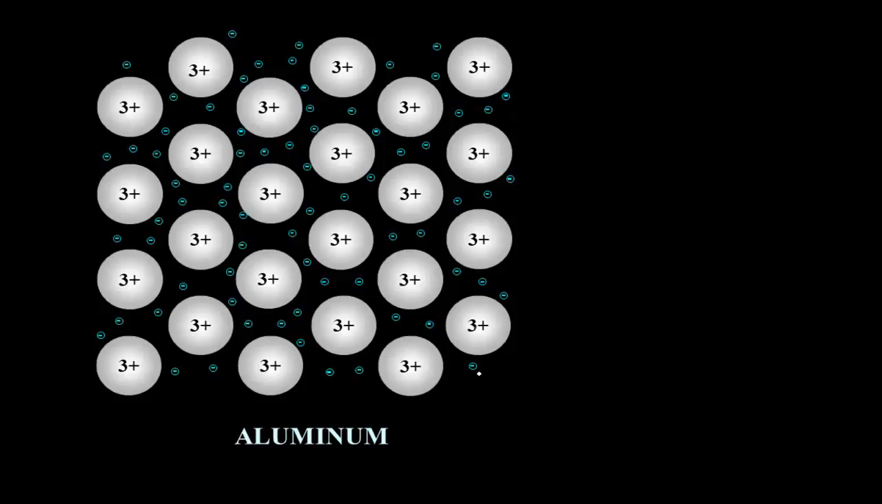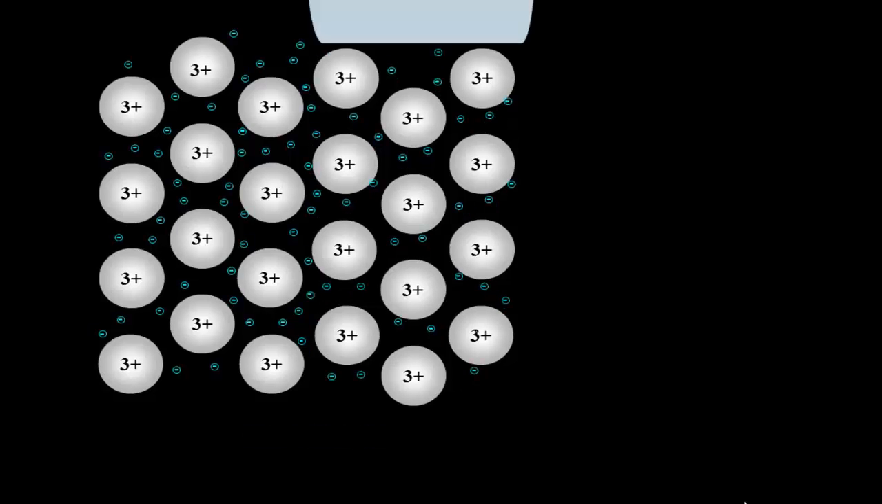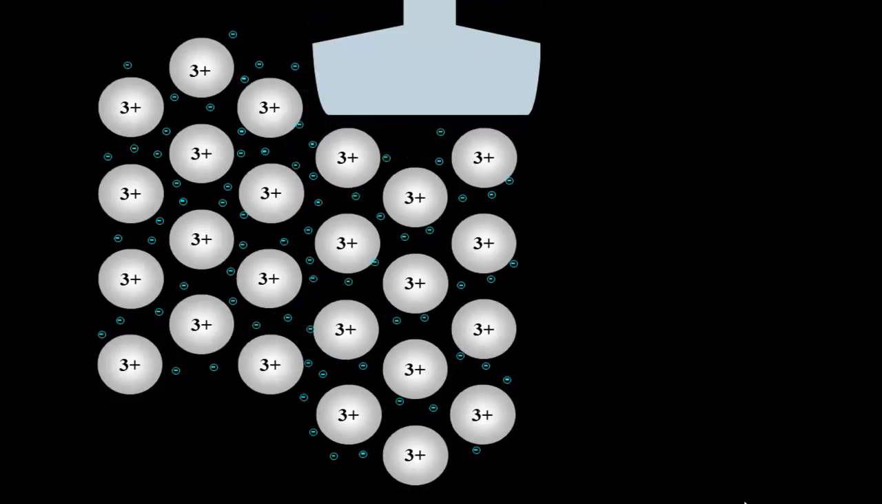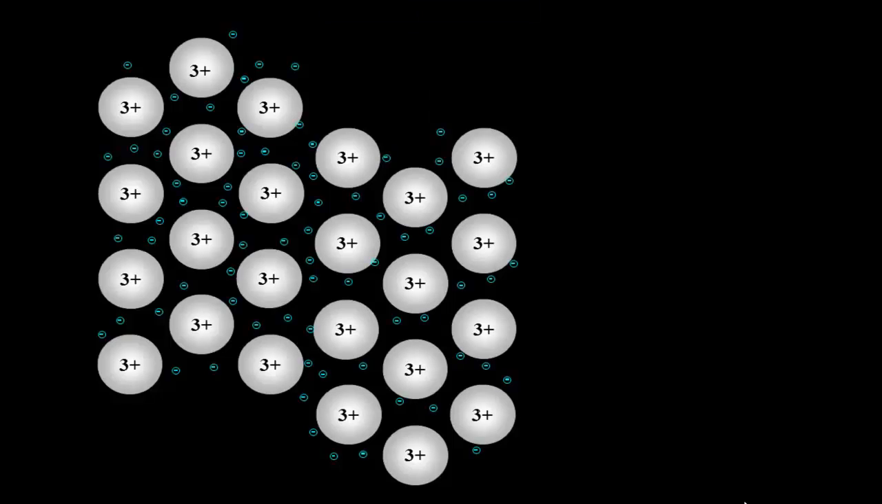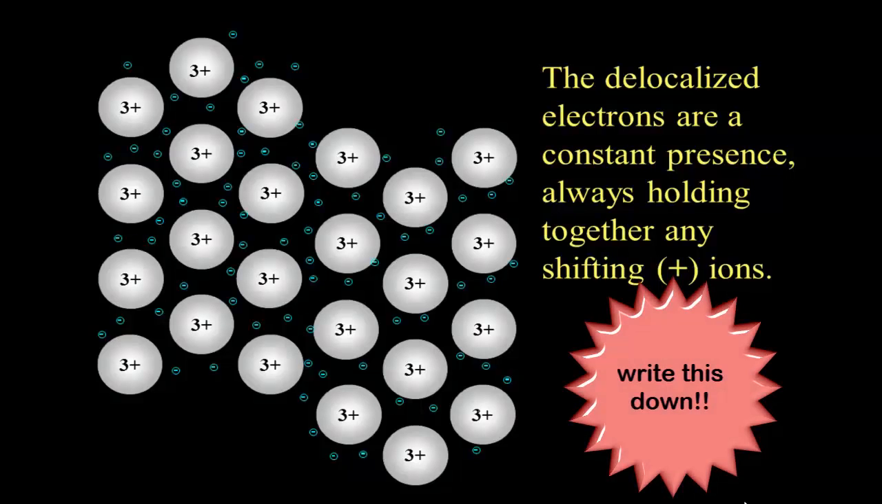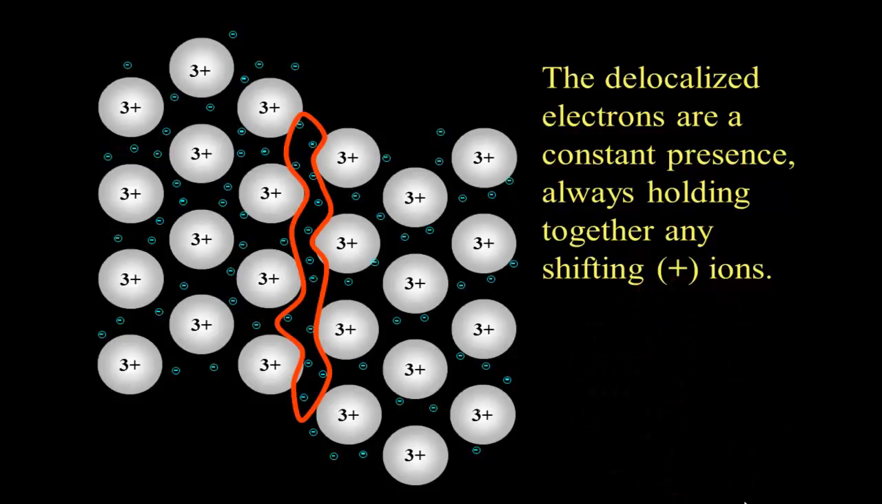Well, let's hit it with a hammer and see what happens. Ooh. One last blow. Okay. So as you can see, the atoms were shifting. They didn't break apart. Hitting the metal with a hammer does not break it. Why would that be the case? Well, the delocalized electrons are always there. So any shifting positive ions are going to be able to be held together by their attraction to the constant presence of those valence electrons, that sea of electrons that the atoms are attracted to.